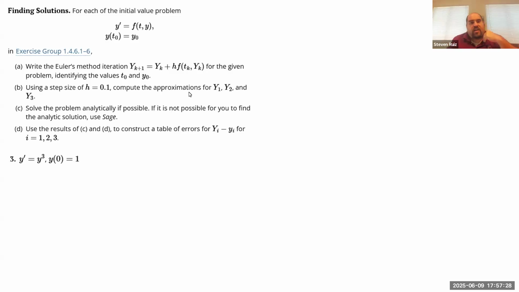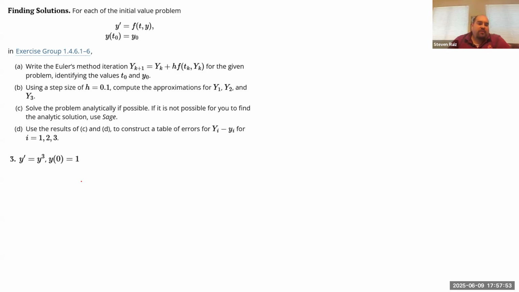All right, let's look at the questions that I assigned from section 1.4. So this first question here, basically given a differential equation and an initial value, we're going to run through a few iterations of Euler's method. So part A, write the Euler's method iteration for this equation, identifying the values t naught and y naught.